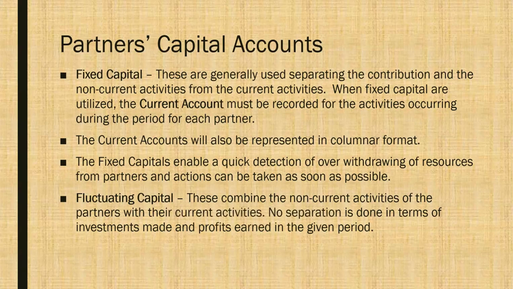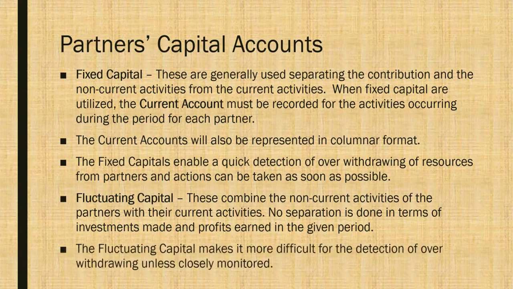Whereas the fluctuating capital account is a combination of the fixed capital and the current account. Those things come together. There's no separation, in terms of the profits and the investments, what is going on in the period. And with the fluctuating capital account, it's usually difficult to see or detect when a partner is overdrawing, unless you closely monitor it. Sometimes by the time you realize it, it is too late.